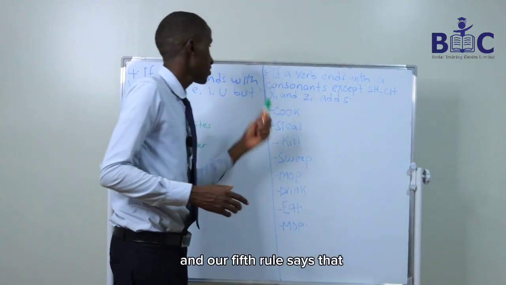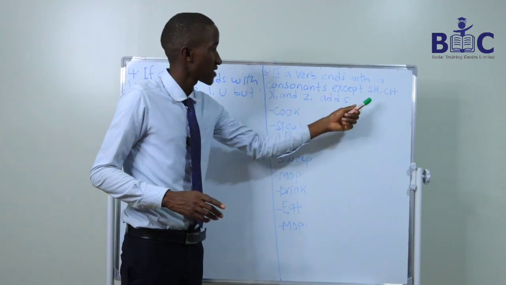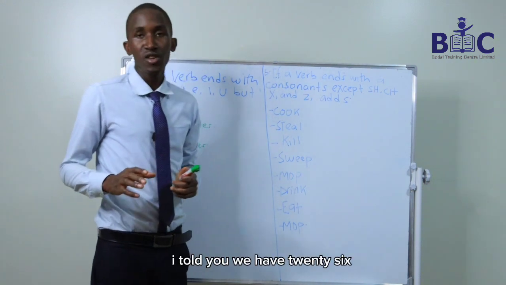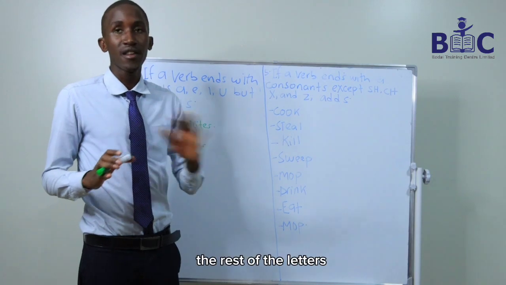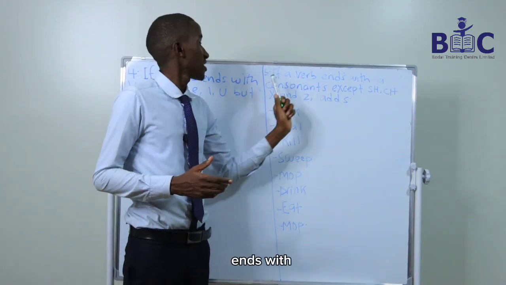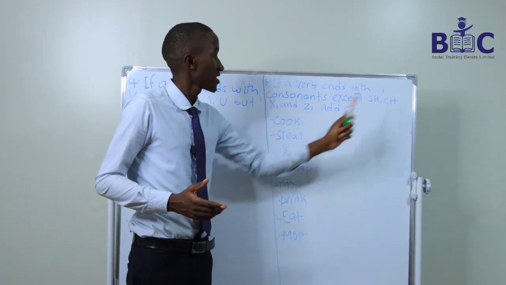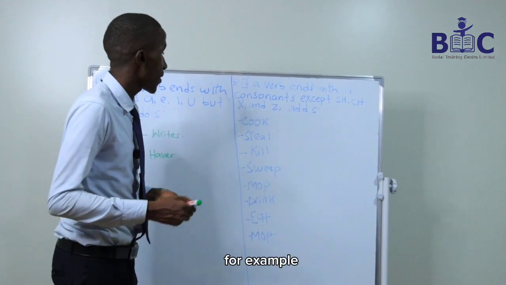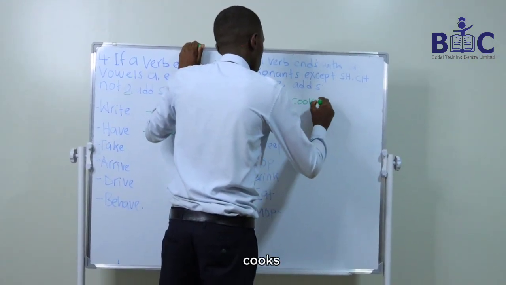And our fifth rule says that if a verb ends with a consonant except sh, ch, x, and z, add s. I told you we have 26 letters and only 5 are vowels. The rest of the letters, they are consonants. But then this rule says that if a verb ends with consonants except sh, ch, x, and z, you just add s. For example, here you have the word cook. When you're writing cook, you write cooks.